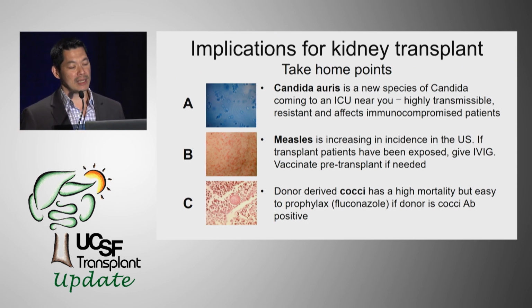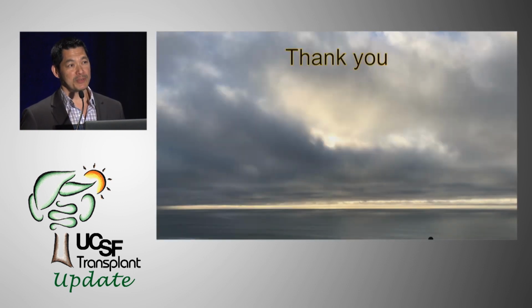And then C is for Cocci. We've seen that donor-derived Cocci has a high mortality, but it's easy to prophylax if the donor is Cocci antibody positive. And we've taken more of a screening strategy in a mixed population versus a universal prophylactic strategy. So thanks a lot for your attention, and those are the ABCs. Yes?